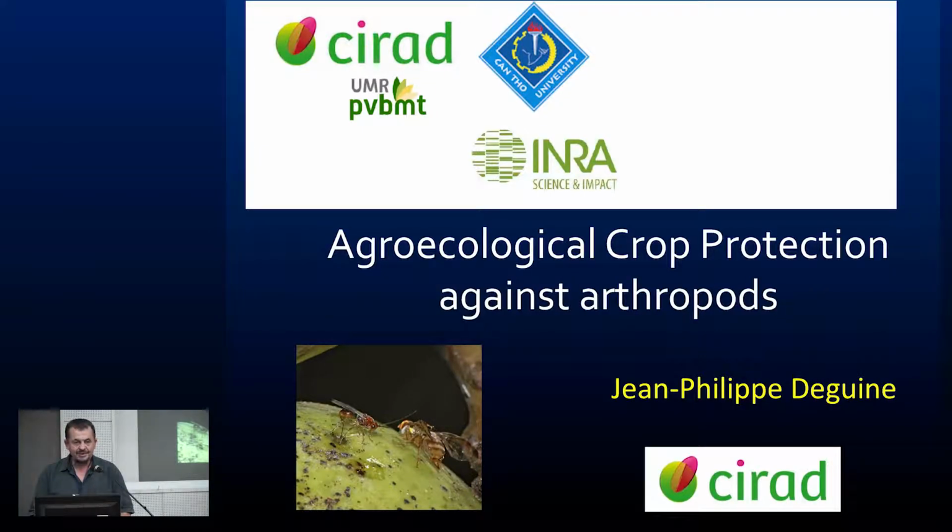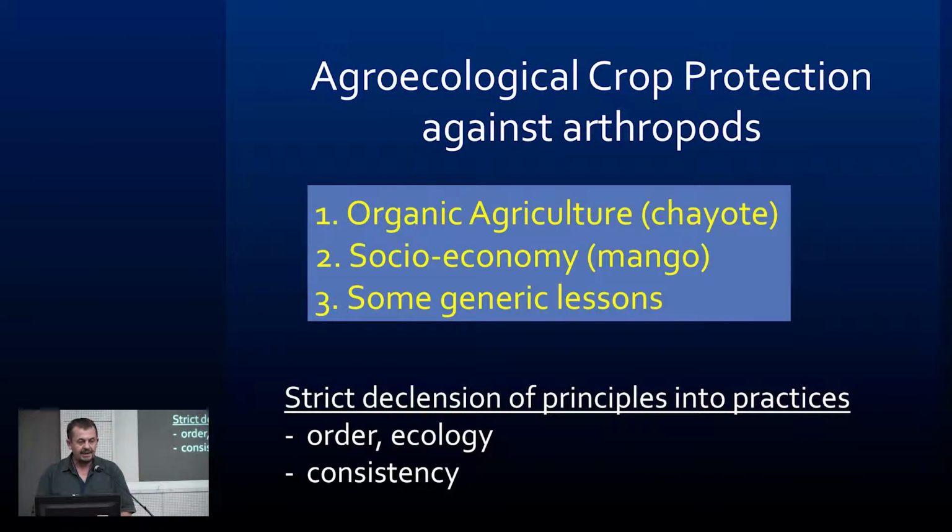Hello again, everybody. My presentation is devoted to the application of agroecological crop protection against pest arthropods. For that, I'm going to present three parts. Part one is devoted to the case of organic agriculture on chayote. Chayote is a cucurbitaceae, a cucurbit. It's called, I think, su in Vietnamese.